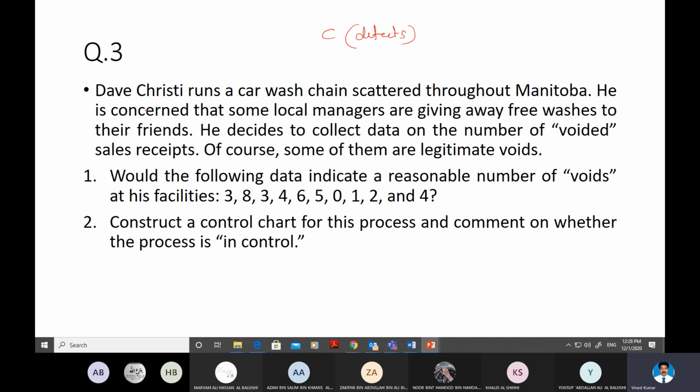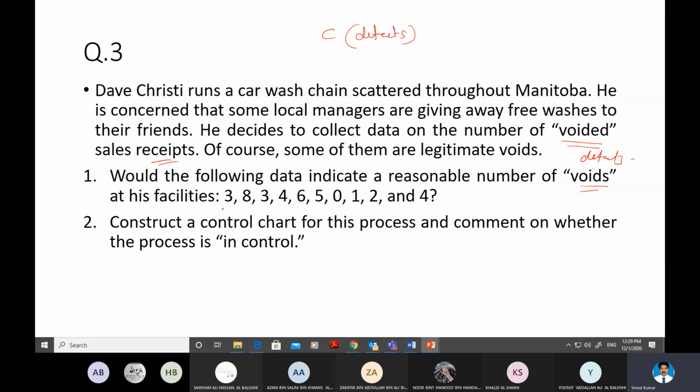Dave Christie runs a car wash chain scattered throughout Manitoba. He is concerned that some local managers are giving away free washes to their friends. He decided to collect data on the number of voided sale receipts. Of course, some of them are legitimate voids. So would the following data indicate a reasonable number of voids? Voids means defects or problems at his facilities.